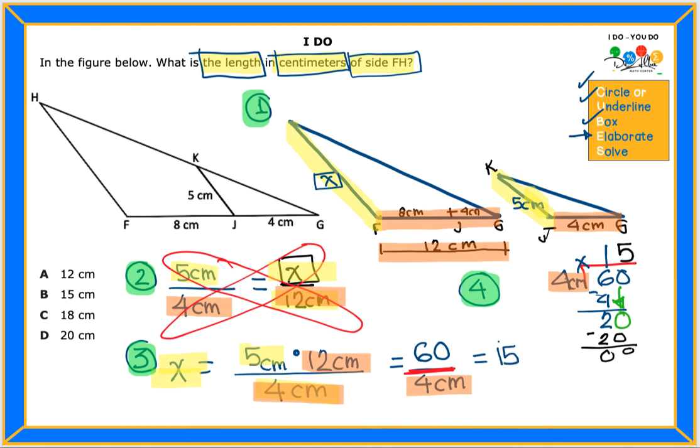And this 15 should be the unknown that we don't have, which is right here. So the x here should be 15 centimeters. This is our answer. Can you identify our value in the answer choices, guys? Awesome. It is letter B.